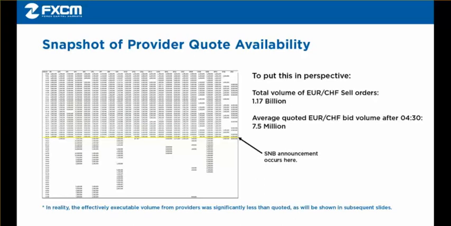The average quoted bid volume after 4:30 a.m. was 7.5 million, again, 7.5 million compared to 1.17 billion. Now, in later slides, we will show why the 7.5 million was actually not an accurate reflection of executable liquidity. The effective executable liquidity would have been much less.